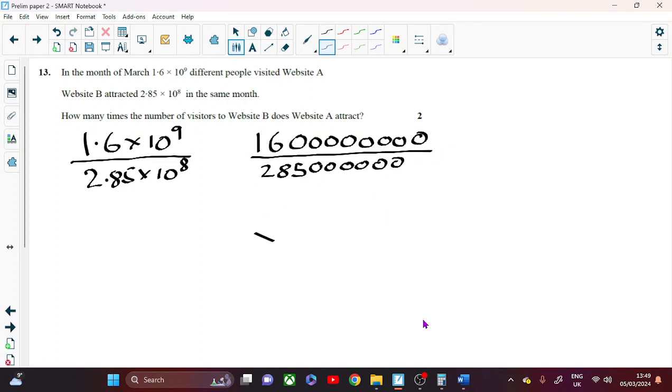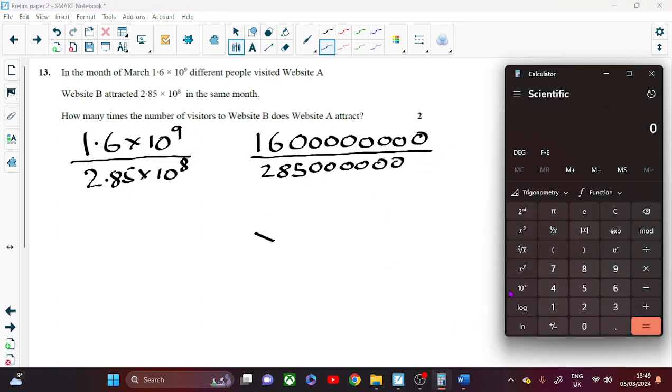Okay, I'm going to stick that into my calculator. I have 1.6 and 8 zeros, I need one more zero, divided by 2.85 and 6 zeros. Got to be careful with this, it keeps doing double zeros on me. So I have an answer of 5.6140 and loads of bits.